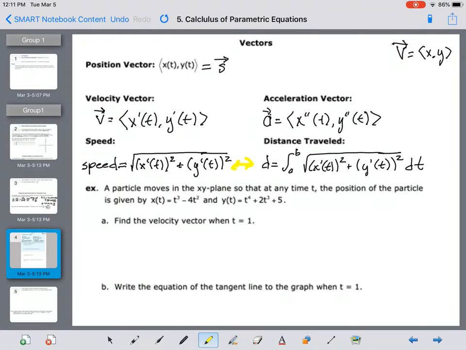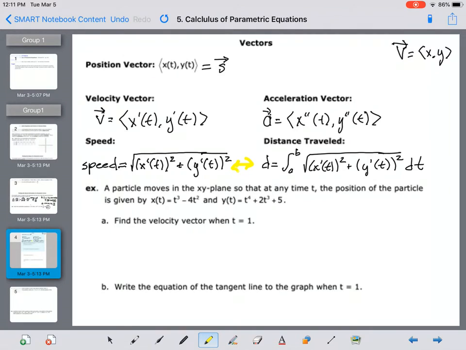So these two equations are very close to each other, where speed doesn't have the antiderivative or the integral, and distance does. But if we think about distance, distance is just the accumulation of your speed. So it makes sense that we would take our speed equation and integrate it to get that accumulation. Distance is the accumulation of speed. We want to write that down since I've said it three times.